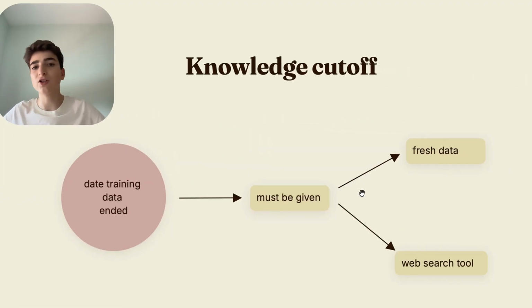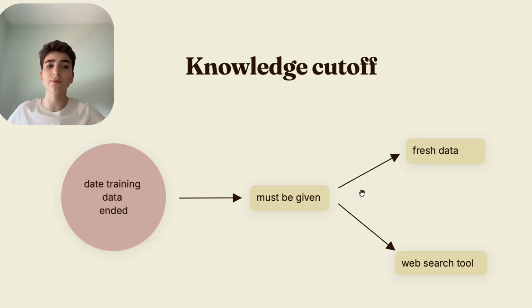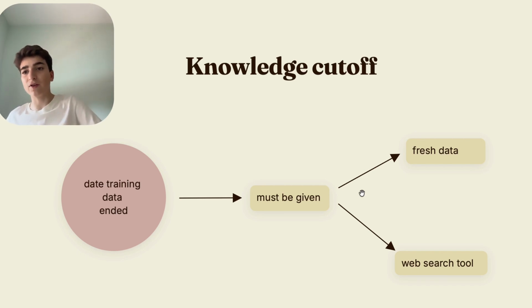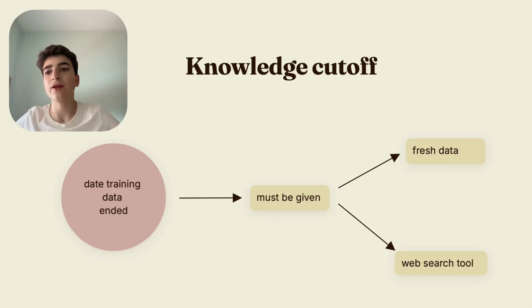Then we have the knowledge cutoff, which is like a vocabulary inside of the AI. As you can see in this graphic, we have the training data, and it must be given fresh data. The training data ended when the training phase ended.